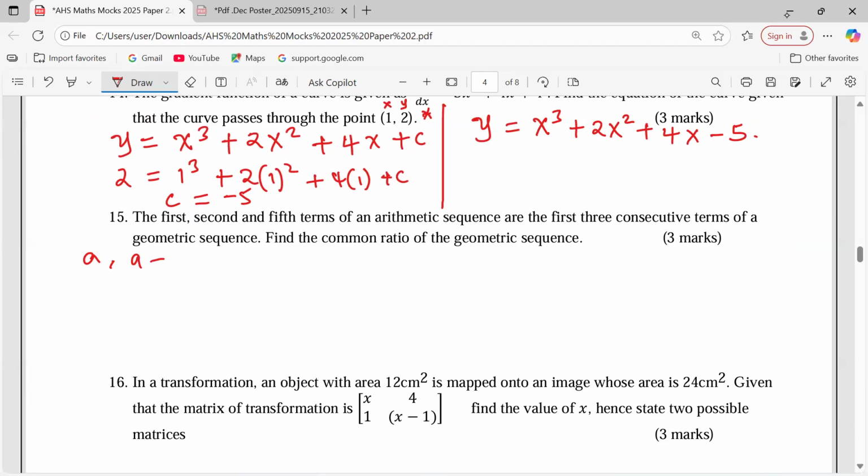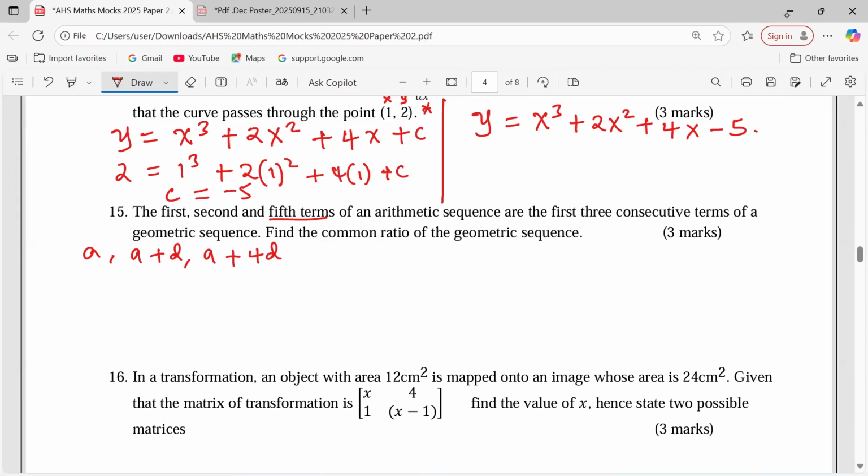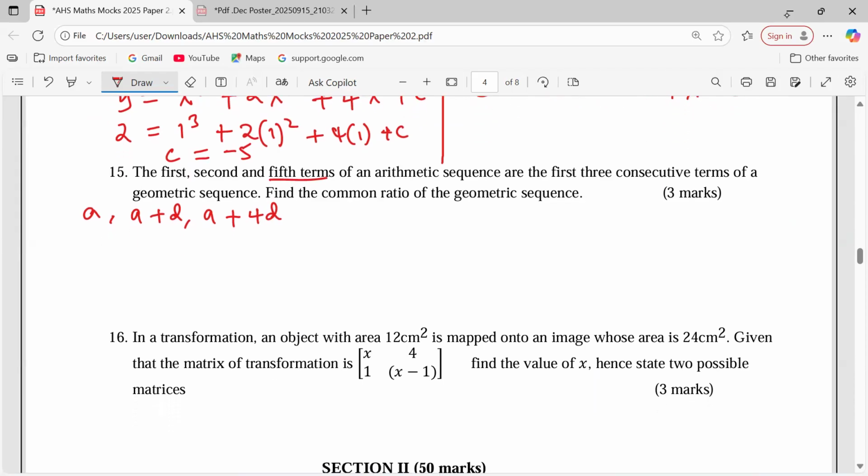Looking at the question, we just need the first term, which is A, the second term, which is now A plus D, and the fifth term, which is A plus D multiplied by 4. Yeah, for us to get the fifth term, D should be multiplied by 4. So this is the order of the terms from the arithmetic sequence.